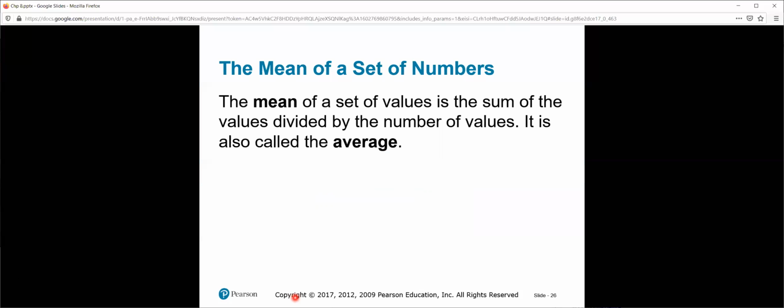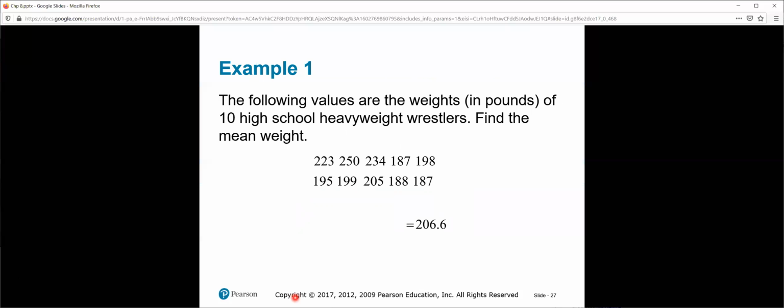What are these words? Well, your mean: the mean of a set of values is the sum of the values divided by the number of values. Synonymous with average. A mean and an average kind of represent the same thing. And if you know what an average is, you know what a mean is. Mathematically speaking, it is add up the numbers, divide by the number of numbers. You've probably heard that before.